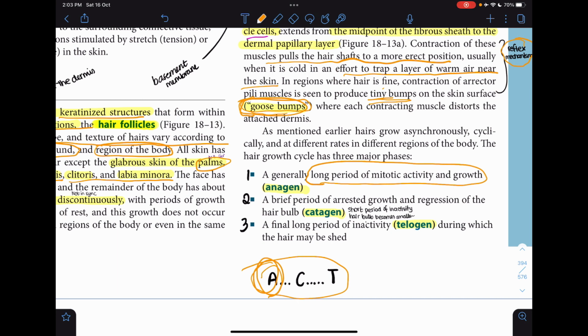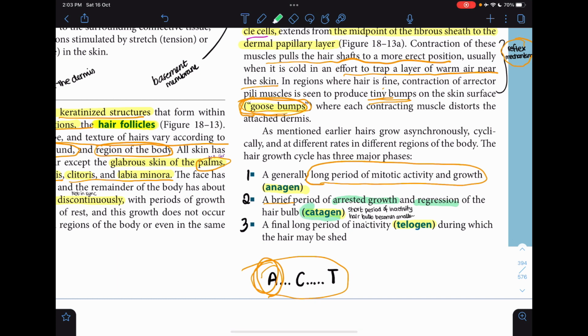Okay, this is the phase where the hair grows. Then we have a brief period, a small period of arrested growth, meaning inactivity. Use the highlighter. Arrested growth is inactivity and regression of the hair bulb. Regression means it becomes smaller, the hair bulb becomes smaller.